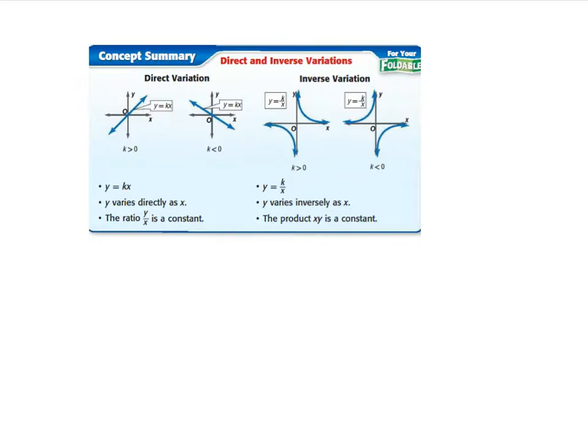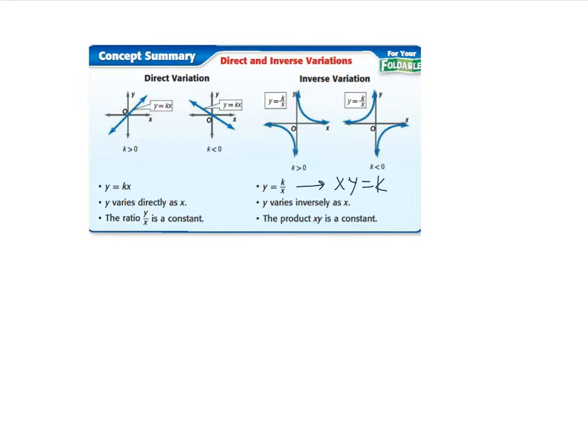Now, as we look at inverse variation on the right side, we have y equals k over x for the equation, or this could be represented as x times y equals k. Those are the two forms that we reviewed together with inverse variation. Y varies inversely as x does, and the product x times y is a constant.